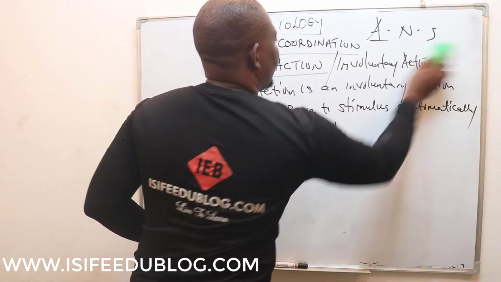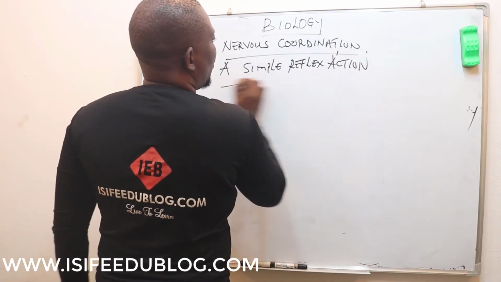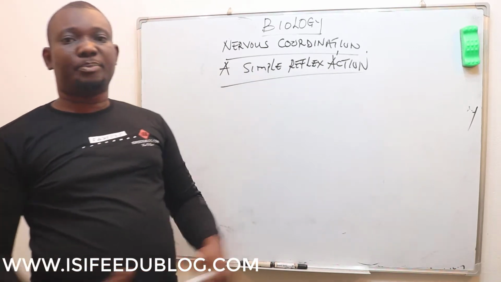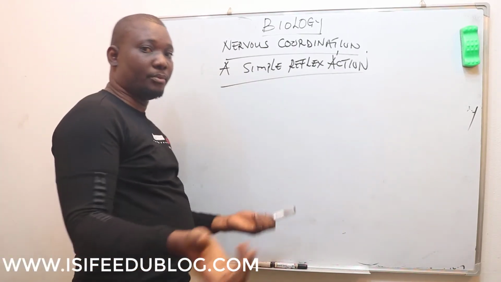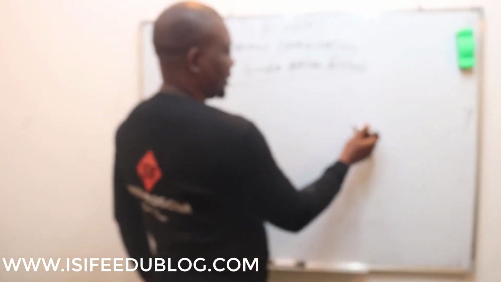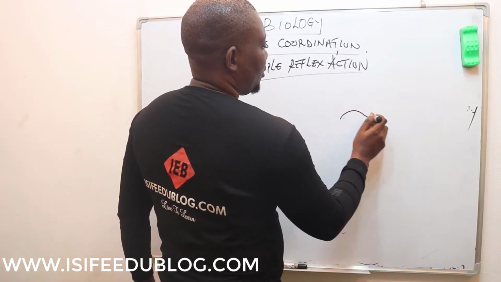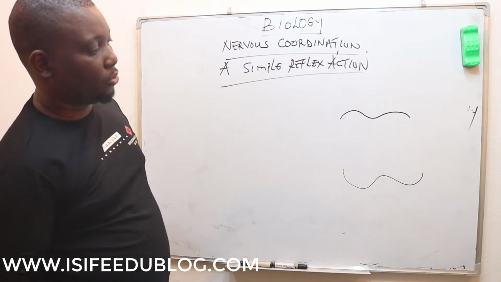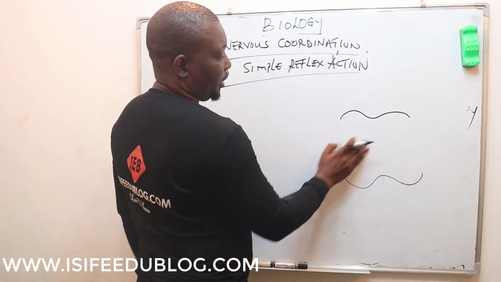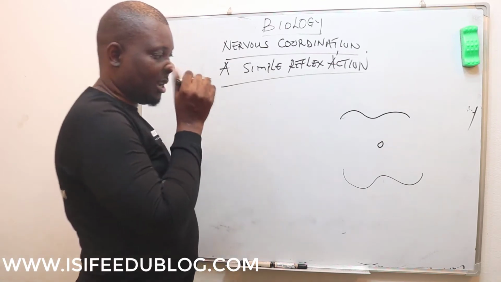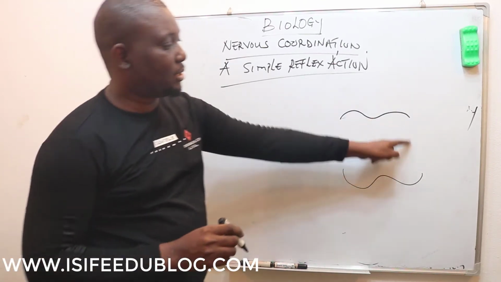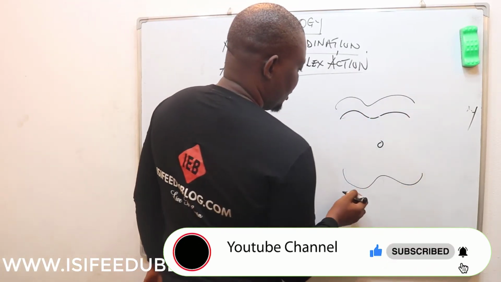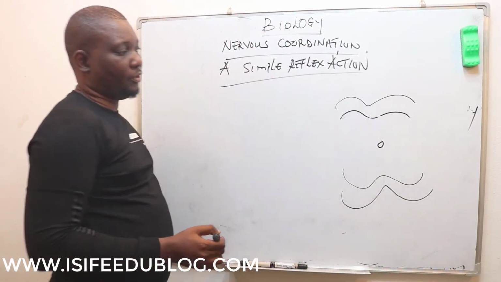Simple reflex action. Okay? I will begin with the diagram of the spinal cord. Very simple to draw. The spinal cord is just an H-shaped structure. Look at this. It is made up of two regions. This first region I just drew has a central canal. This is the white portion of the spinal cord, and we have the gray portion of the spinal cord. This second layer now is the gray portion.